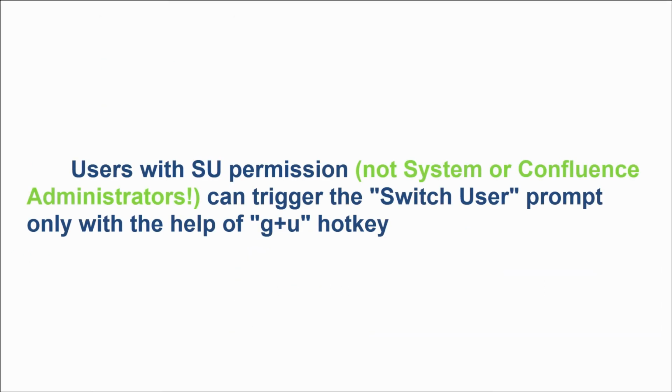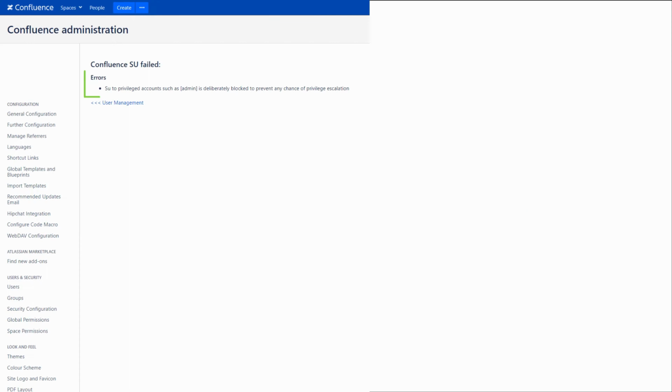Note that users with the SU permission that are not system or Confluence administrators will be able to open the switch user inline dialog only with the help of the G and U hotkey. As they can't see the administration console, they won't be able to enter user management. However, it is not safe to grant SU permissions to non-admin users.